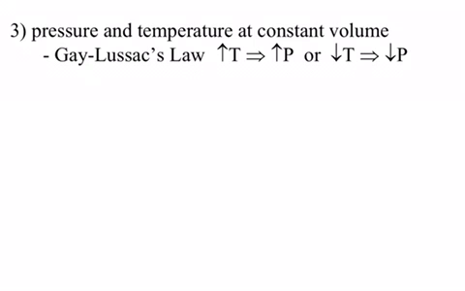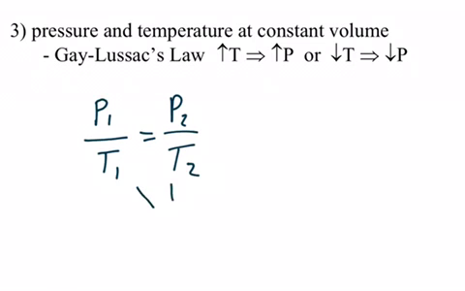Now, there is a mathematical formula. It's also directly proportional. The mathematical formula looks like this. The initial pressure over the initial temperature is equal to the final pressure over the final temperature. Again, it must be in Kelvin. In fact, all temperatures, when you're talking about gas laws, must be in the Kelvin scale. And notice that volume does not appear in the equation because the constant will never appear in the equation.